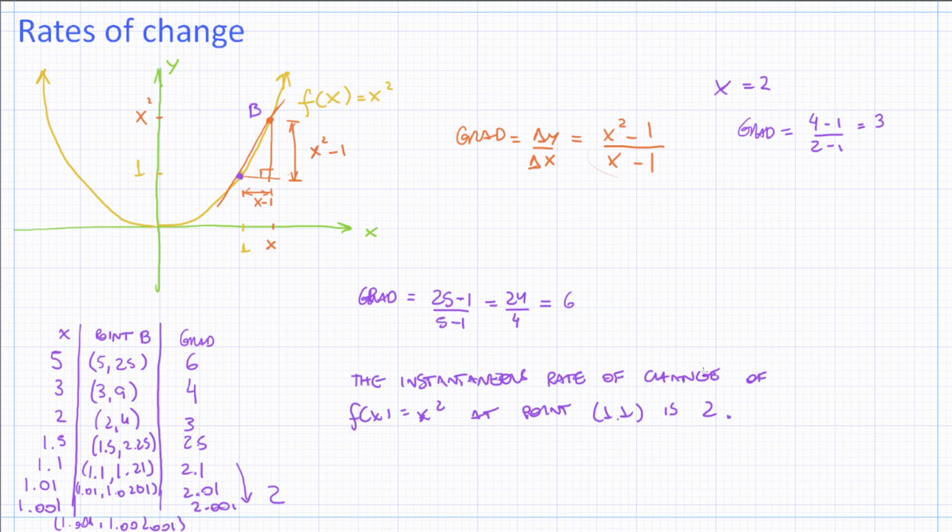right? And what do I mean by instantaneous rate of change? Well, that's our gradient, which is our tangent. So we have found the gradient of the tangent line at that point.